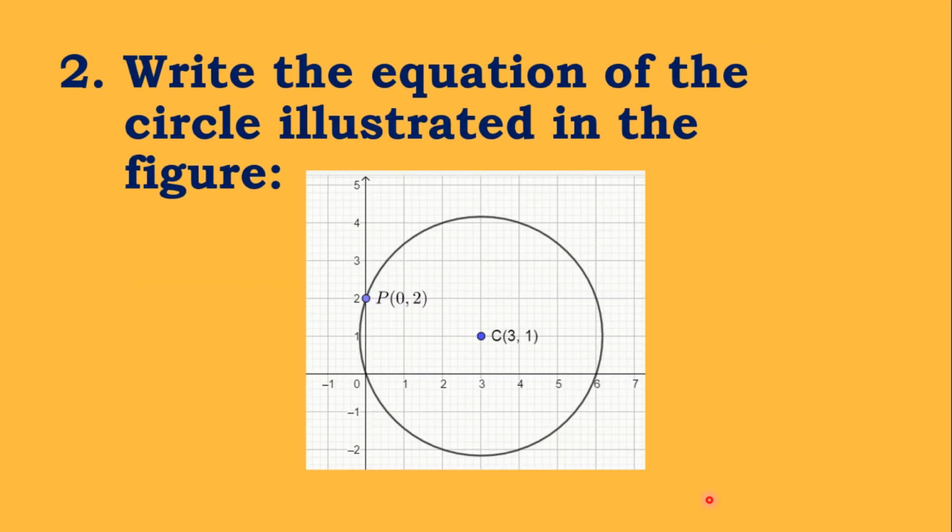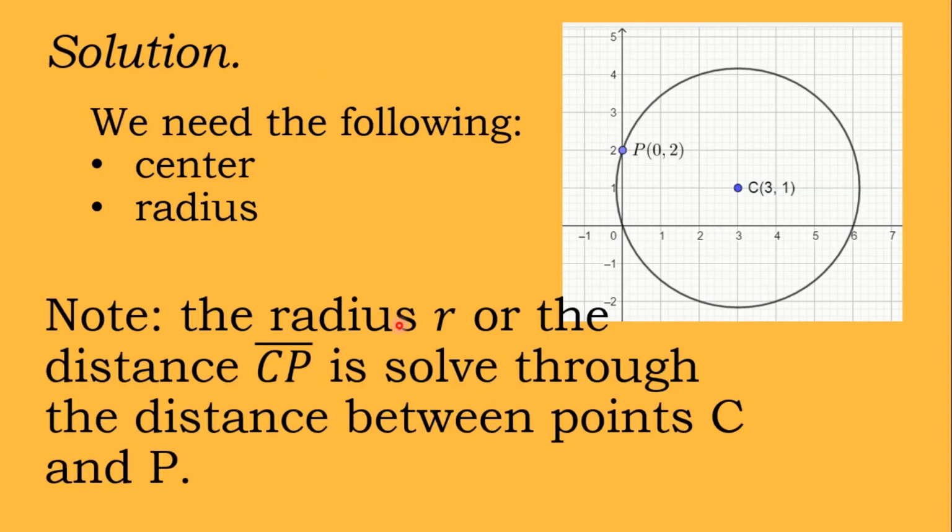Number 2. Write the equation of the circle illustrated in the figure. The figure shows a circle with center at (3, 1) and passes through the point P at (0, 2). To have the equation of the circle, we need the center and radius. From the illustration, we already have the center, but we do not have yet the value of the radius.